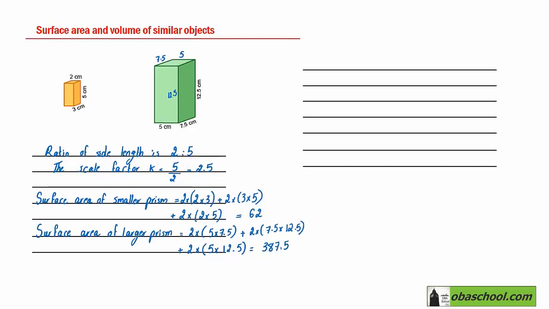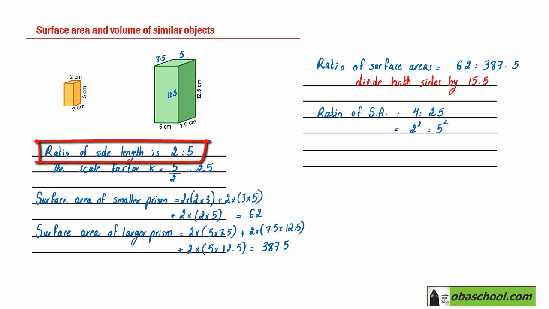Now we are not done yet. We have found the surface area of both prisms. Now let's go ahead and find the ratio. The ratio is 62 to 387.5. Now that is not in its simplest form. Actually, in its simplest form, after dividing by 15.5, this is equal to 4 to 25. Now taking a closer look, that's actually 2 squared to 5 squared. So that is the square of the ratio of side length. We have squared it to obtain the ratio of area.